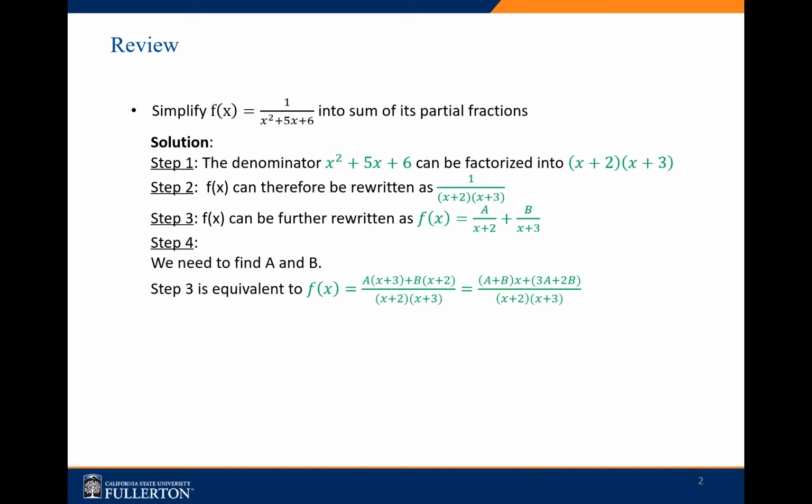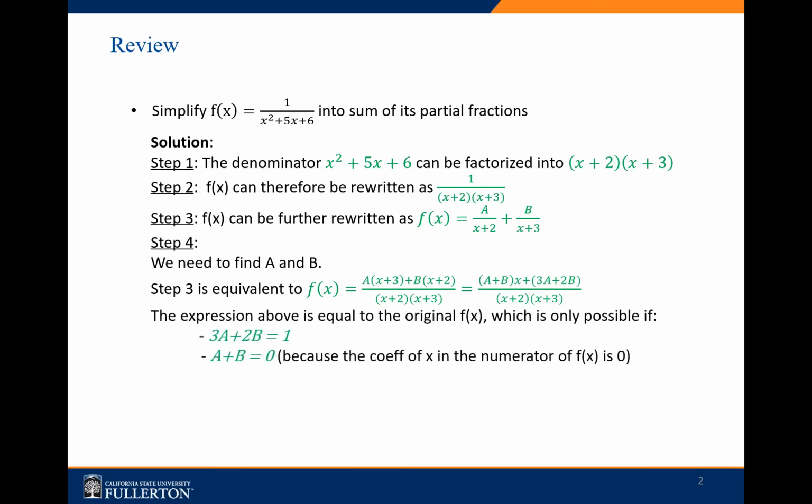The original fraction that I had was 1 over (x plus 2) multiplied by (x plus 3). The denominators are the same, and the numerators also have to be the same. So therefore, A plus B, which is multiplied by x in my step 4, has to be equal to 0, because the original numerator does not have any terms in x. And 3A plus 2B has to be equal to 1.